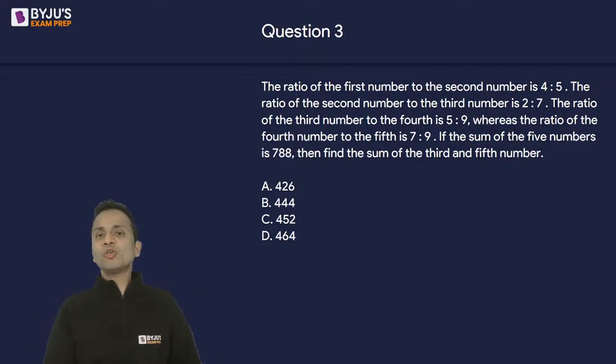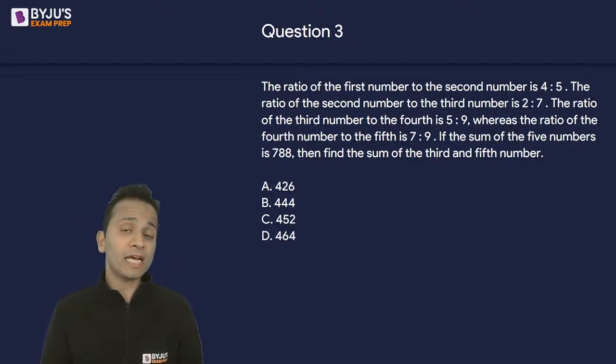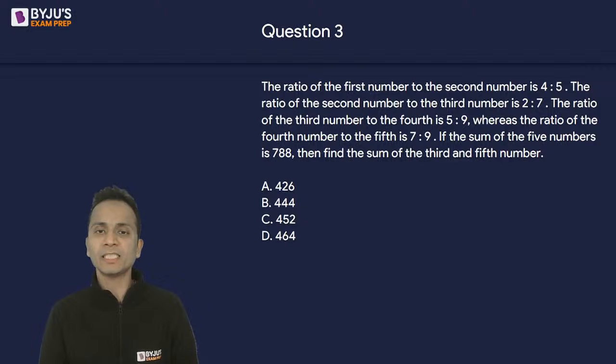Question number 3. The ratio of the first number to the second number is 4 is to 5. The ratio of the second to third number is 2 is to 7. The ratio of the third number to the fourth number is 5 is to 9, whereas the ratio of fourth to fifth is 7 is to 9. Now, if the sum of the five numbers is given as 788, then find the sum of third and fifth number.